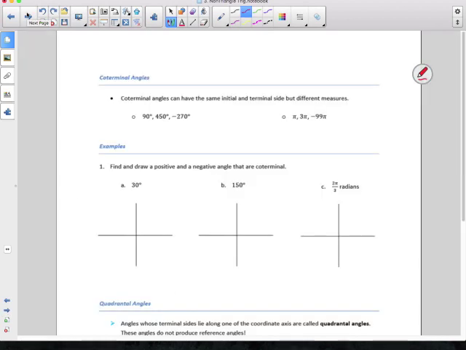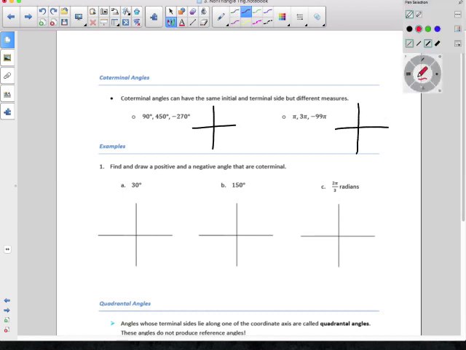All right, so now we have this thing called coterminal angles. Coterminal angles are just going to be angles that have the same initial and terminal sides, but their measures are actually different. So here I just have an example of a couple of them, just so that we can kind of draw them and see what I'm talking about.